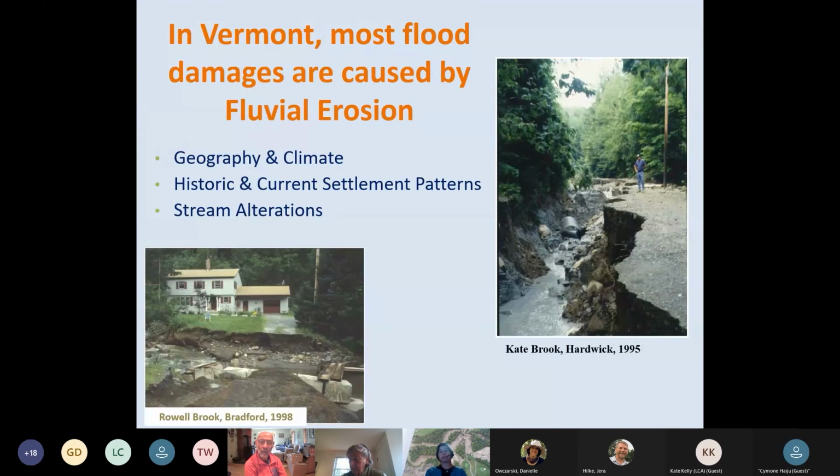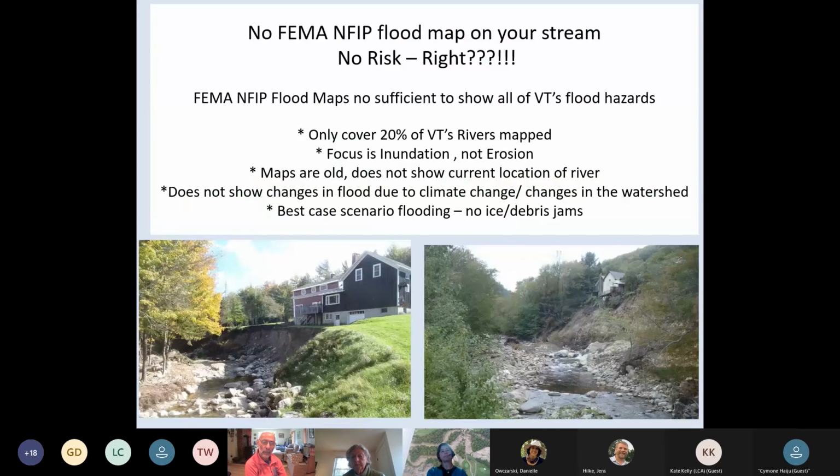Most of Vermont's greatest damage during flooding is due to erosion. And this is due in part to our geography and our climate, past and current settlement patterns, as well as stream alterations, things that we have been doing to try to control our streams. Because Vermont experiences both inundation and erosion during flooding, there is a need to plan for both.